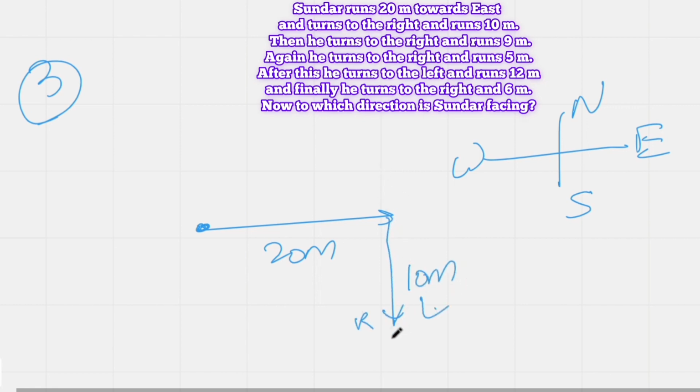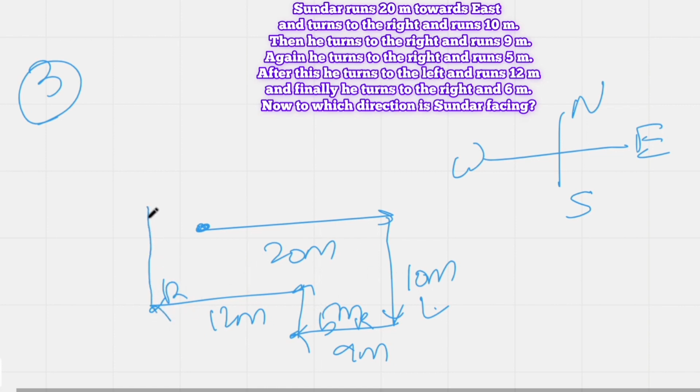After this he turns towards his right and goes for 9 meters. Okay, so this is the 9 meters. After that he turns right and goes for 5 meters. After this he turns left and goes for 12 meters. So this is the 9, right? Until this is 9, so they still have 11 meters over here. So he went like this and went for 12 meters, and finally turns right and goes for 6 meters. Right means like this, 6 meters. So this is 5 and 6. Okay, so he went for 6 meters.